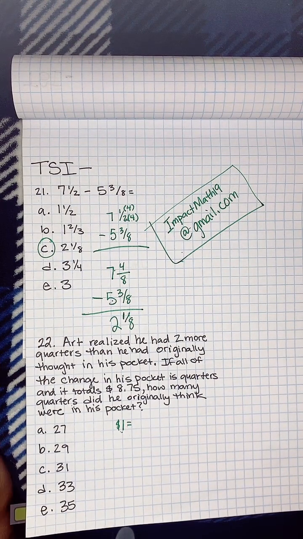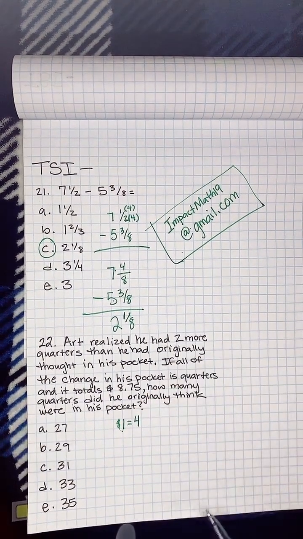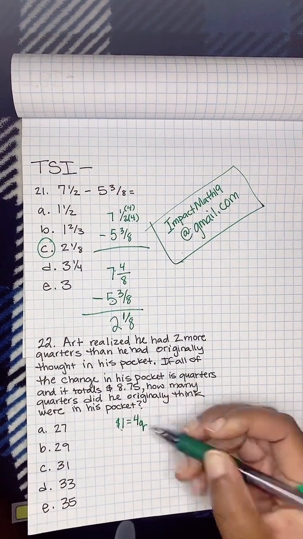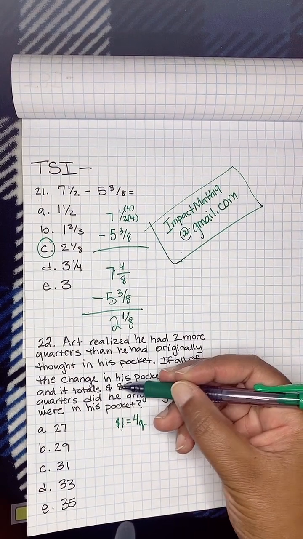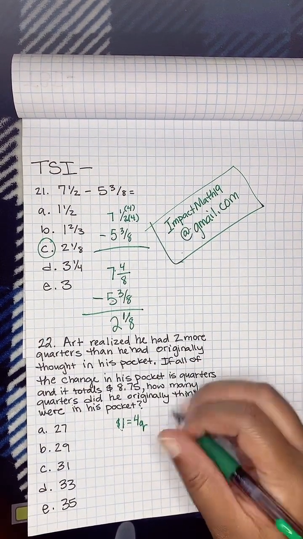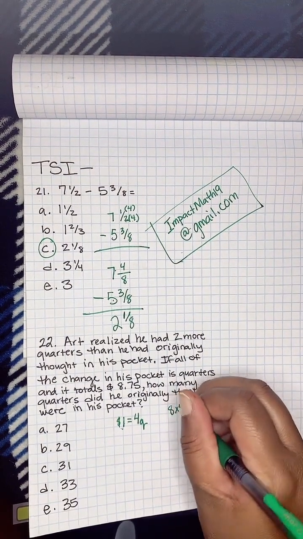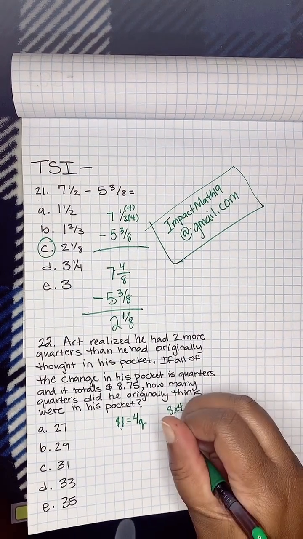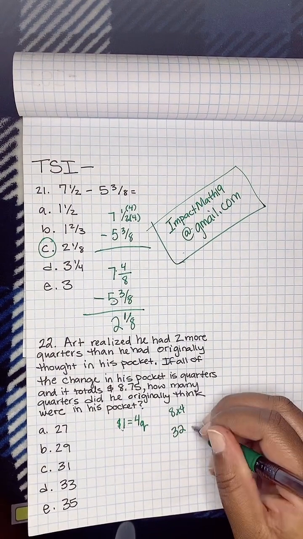Thank you, Biz, for the fireball. 4. Good. All right, so this is 4 quarters, okay? So we have 8 of these. So we can do 8 times 4. And that would give us 32 quarters.